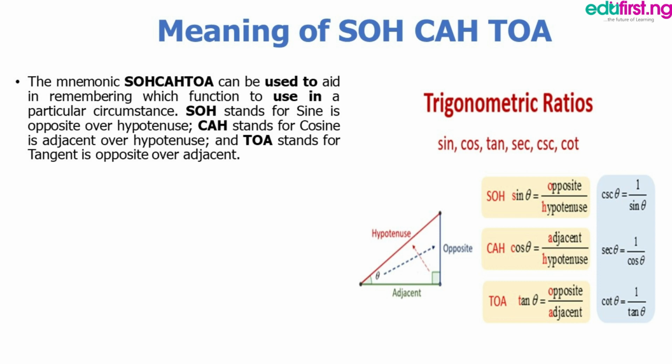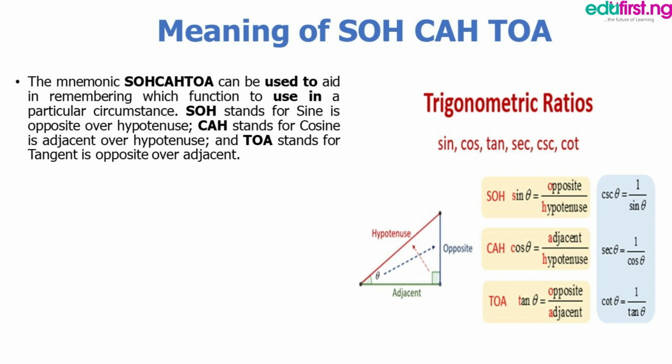I hope you understand. Okay, cos theta here too, for CAH. The first letter here is C, which is cos theta. The second letter is A, adjacent, which will be at the numerator, and the third letter is H, hypotenuse, which will be at the denominator. So cos theta equals adjacent over hypotenuse. As for TOA, we have T, which is tan theta, equals O, opposite, over A, adjacent.